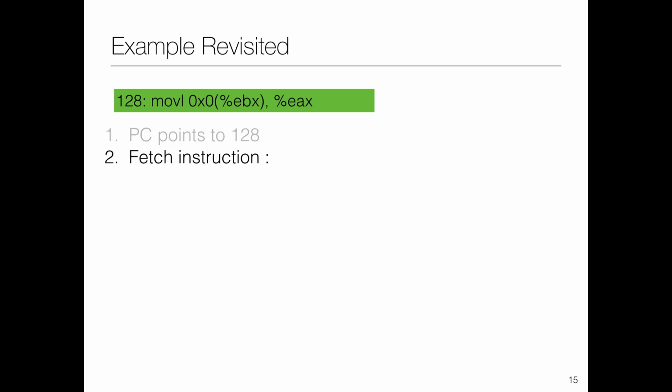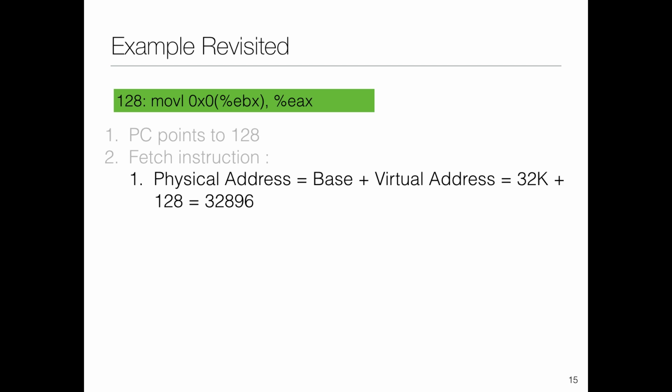The fetch instruction will get executed. We calculate, so for each 128 here, what kind of address is it? Virtual address. So for each virtual address, we'll have to calculate the corresponding physical address. In this case, corresponding to 128, we have the base of 32K. The virtual address is 128. So the physical address generated is 32896. But this is what happens for each and every instruction. You get the virtual address, you send it to the MMU to get back the physical address.